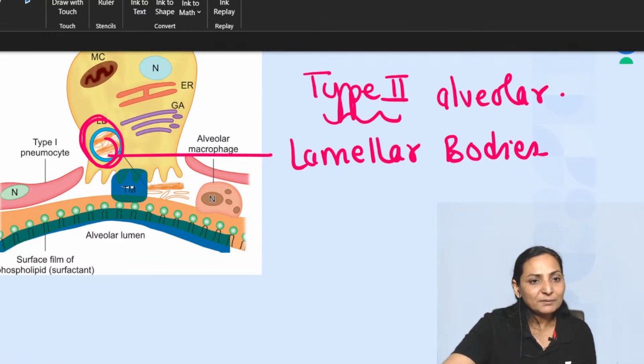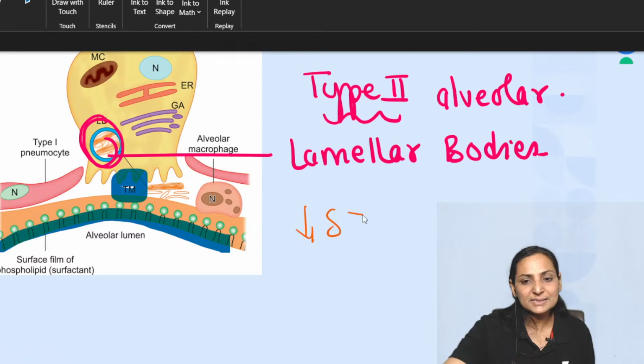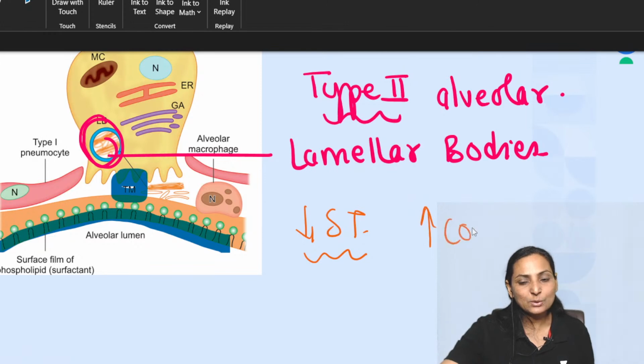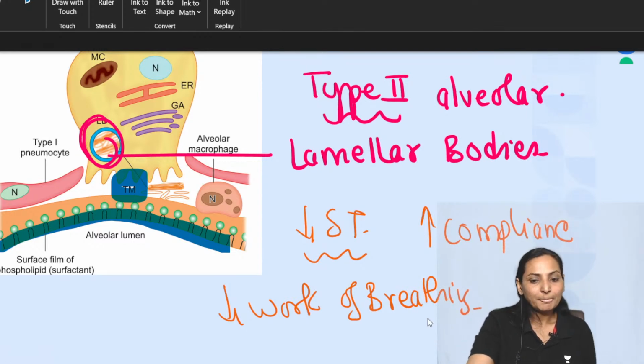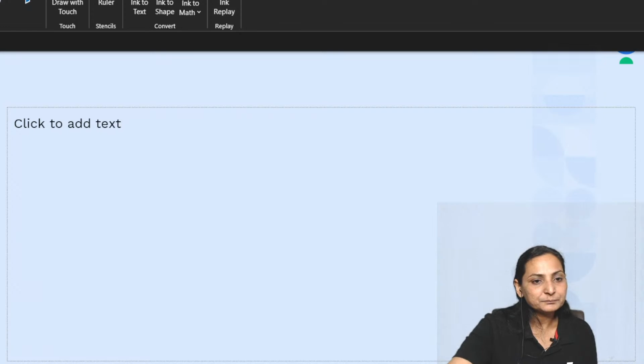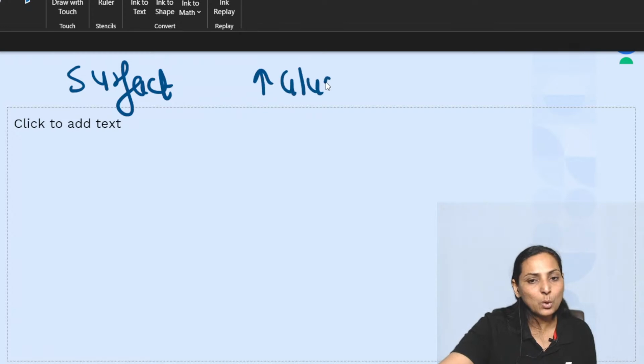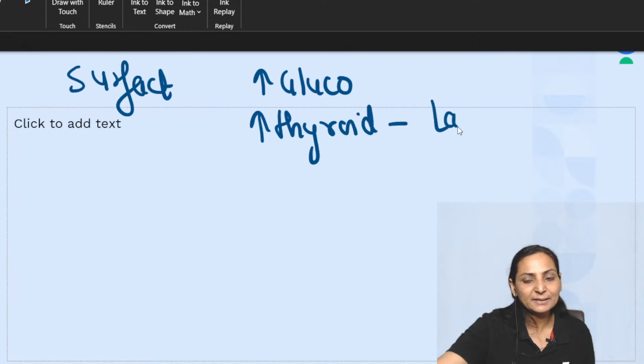So if you look into the functions of surfactant, a very important function is to decrease the surface tension. So this surface tension, if decreased, will increase compliance, and this will therefore decrease the work of breathing, right? It will decrease the work of breathing. The surfactant production is increased by glucocorticoids, also increased by the thyroid hormones, which basically target your lamellar bodies.